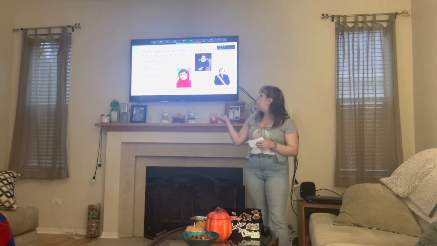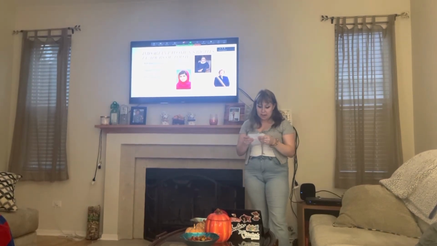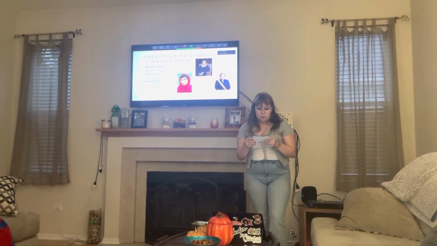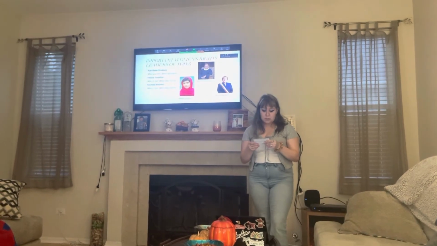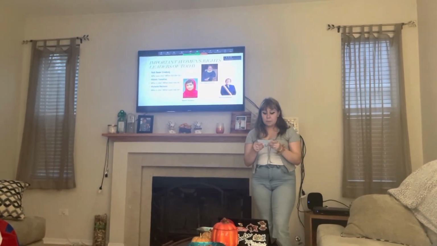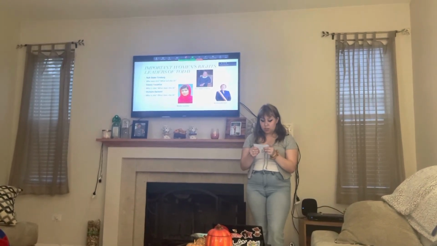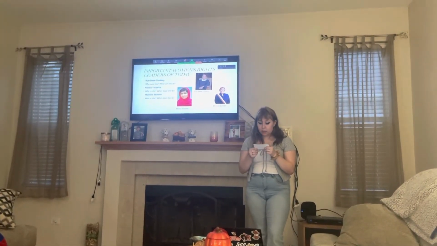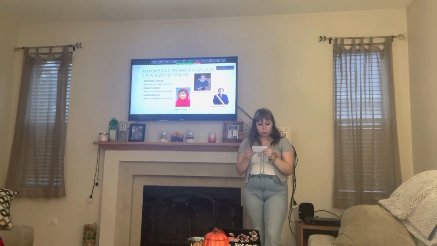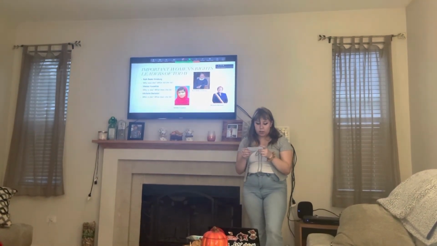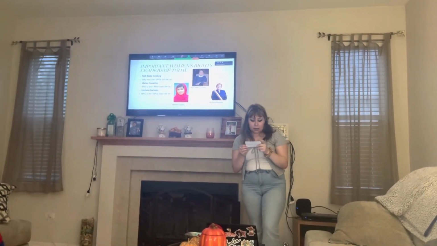Here are some important women's rights leaders of today. Ruth Bader Ginsburg was an iconic woman. She sued her own employer for paying women less than men. She has won multiple sex discrimination cases and led the ACLU Women's Rights Project, which played a major role in gender equality in the 1970s.